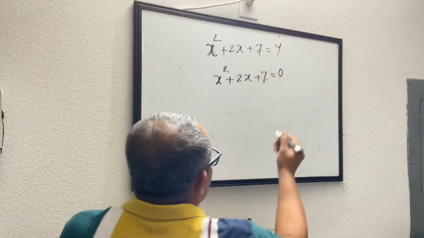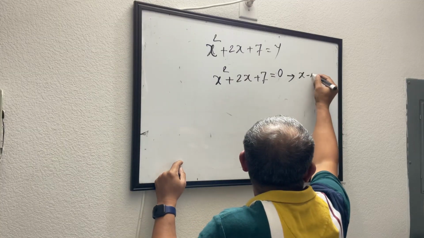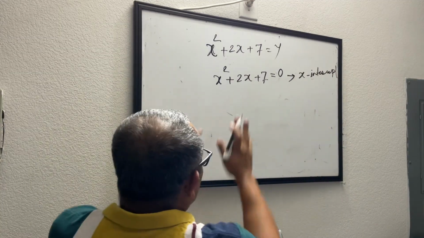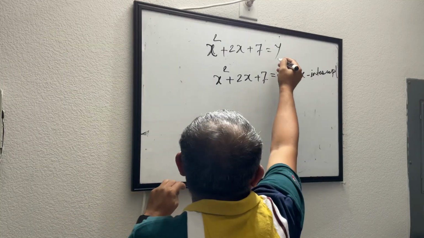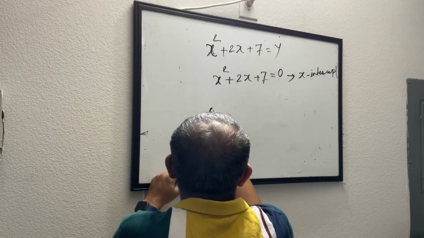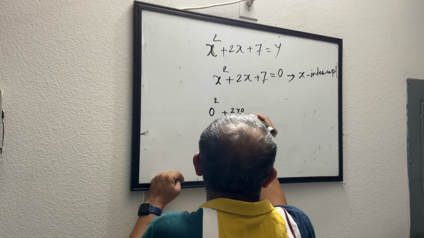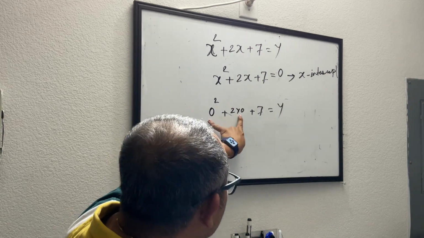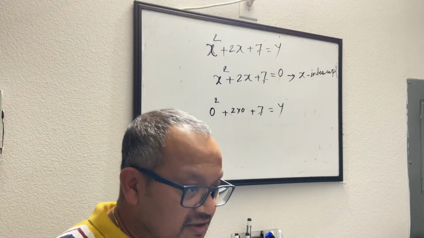If somebody says find out the y-intercept, y-intercept meaning x will be 0. So 0 squared plus 2 into 0 plus 7 equal to y. So this whole thing becomes 0, y equal to 7, that becomes your y-intercept.